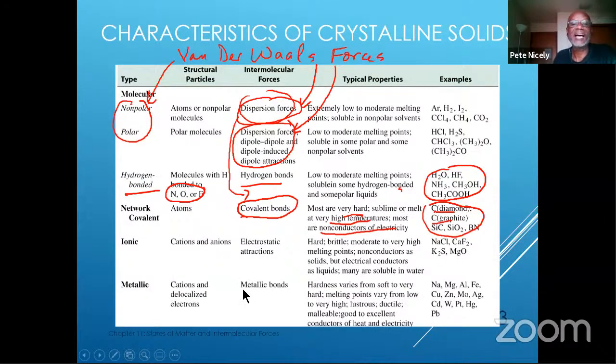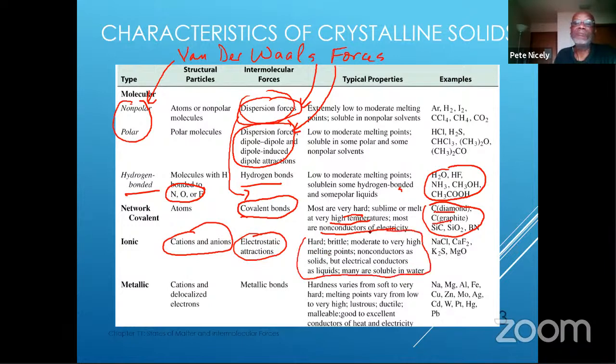Okay, so let me get back to this table here. And of course, we are familiar with ionic compounds, which are made up of cations and anions. The type of forces that exist between the ions would be electrostatic attractions. And as a result, they impart properties such as described here: high melting points, high boiling points, non-conductors of electricity as solids, but when dissolved in water, if they can, then they become very good conductors of electricity. And here are some examples of ionic compounds which display that behavior.